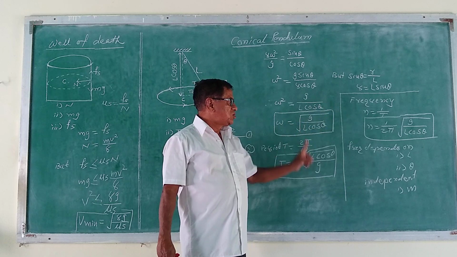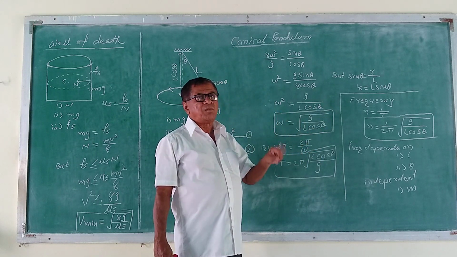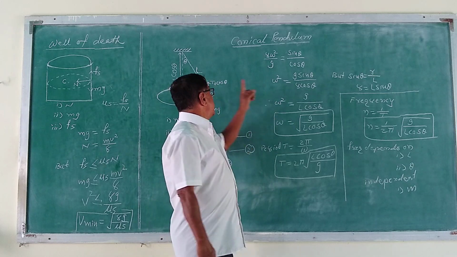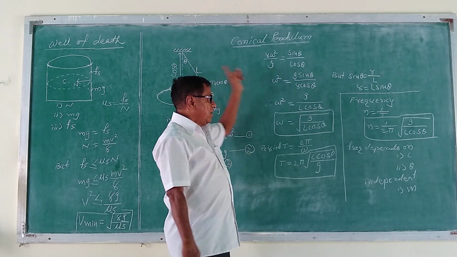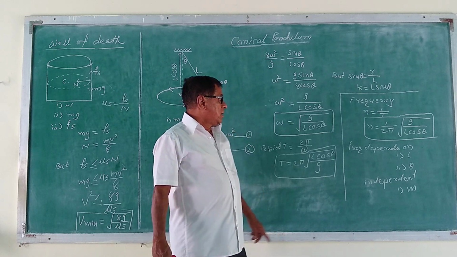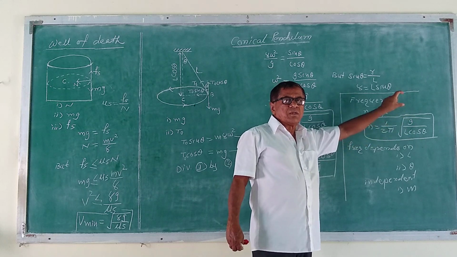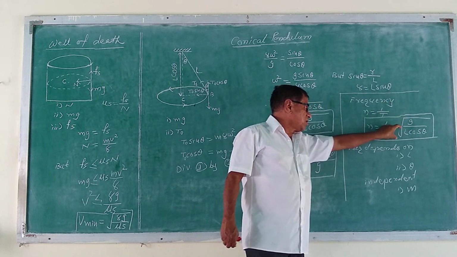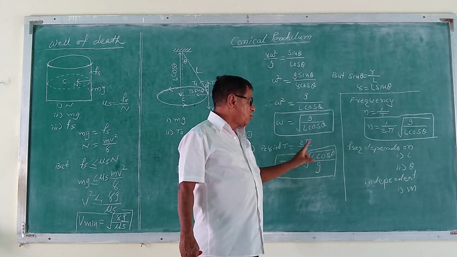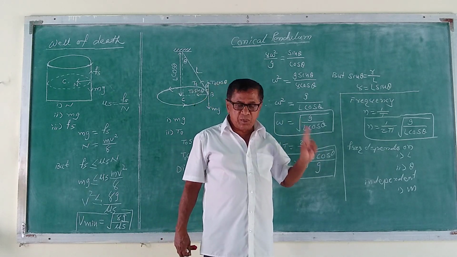Both these formulas show that the frequency and the period depend on, number 1, the length L of the conical pendulum, and second, the semi-vertical angle. It is independent of the mass m, as there is no term in m in this equation. This is for the conical pendulum.